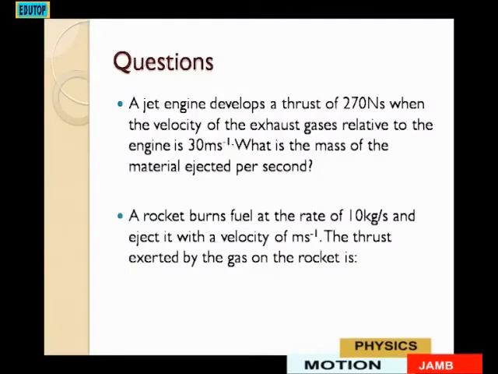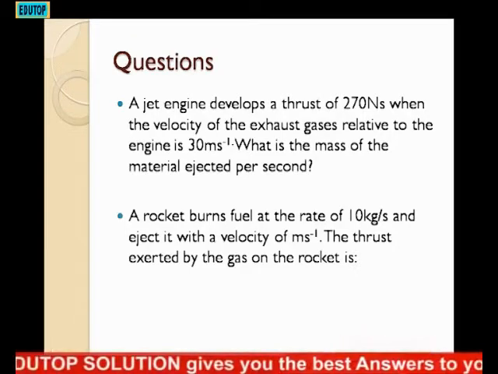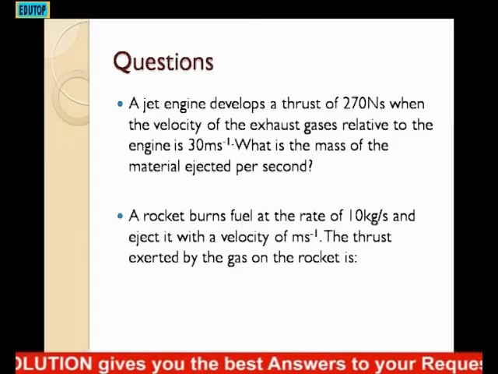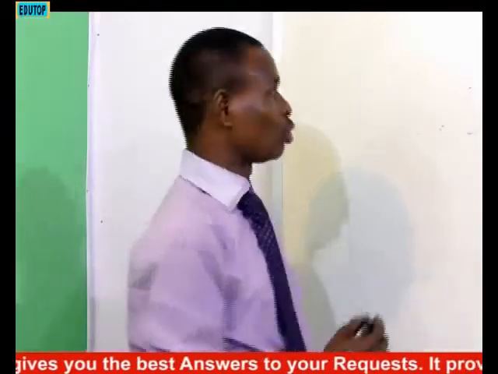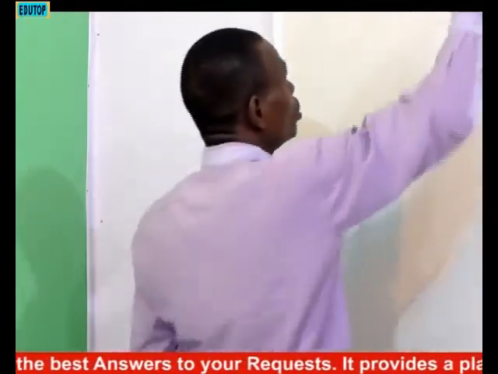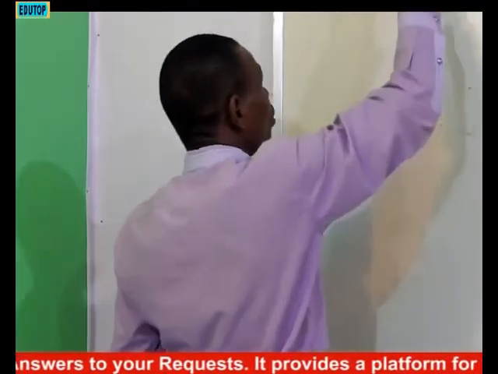Question number 22. A jet engine develops a thrust of 270 Newton seconds when the velocity of the exhaust gases relative to the engine is 30 meters per second. What is the mass of the material ejected per second? So we are still coming back to Newton's laws of motion.